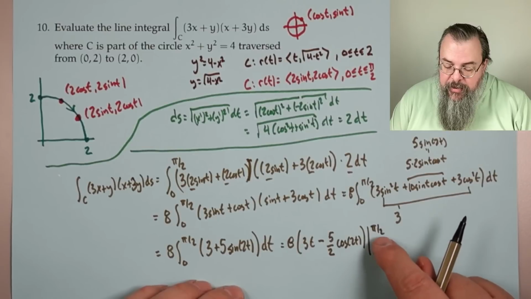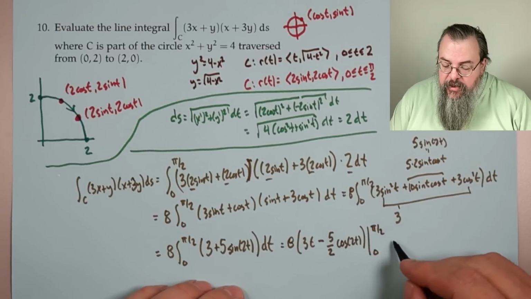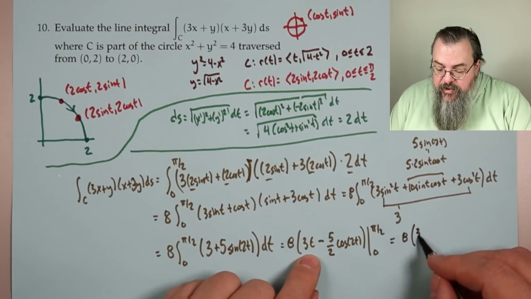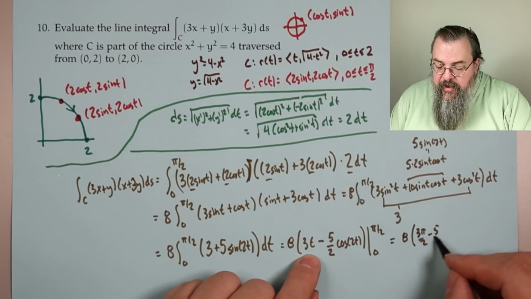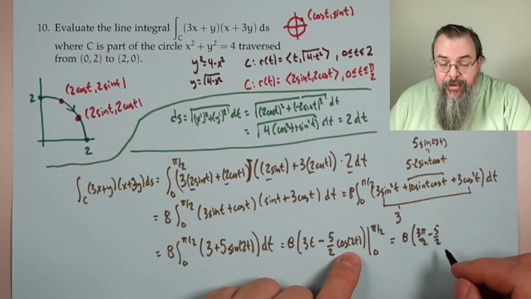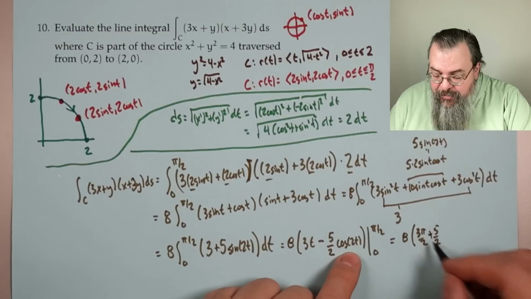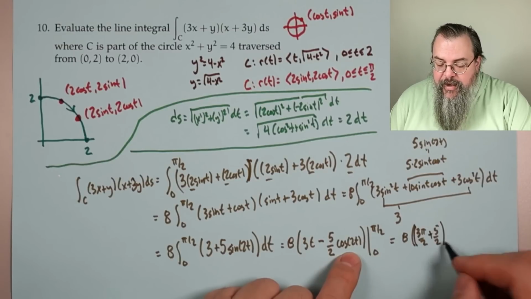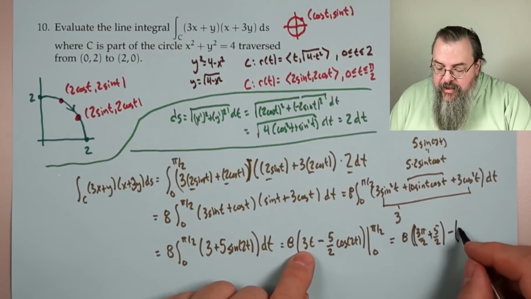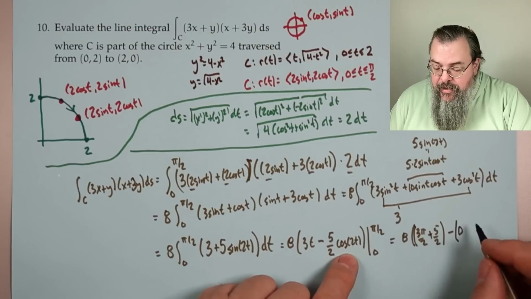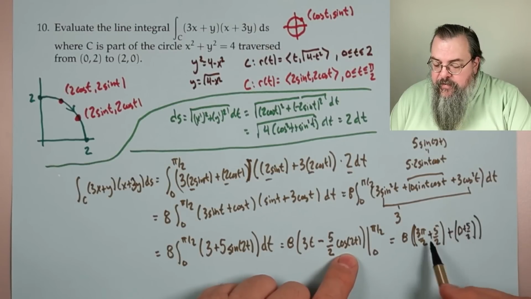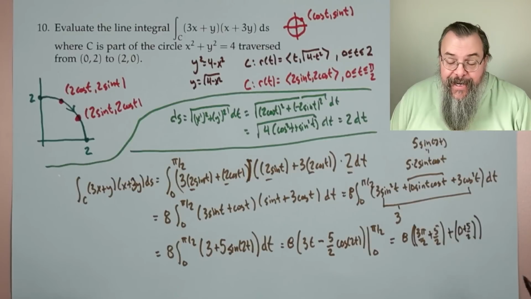Now, when we plug in pi halves, what do we get? Well, we're going to get 8 times 3 times pi halves, that's 3 pi halves, minus 5 halves times cosine pi. Cosine pi, though, is what? It's negative 1, so it becomes a plus pi halves, plus 5 halves. All right, subtract, plug in 0, you get 0, and then cosine 0 is 1. So there's a minus 5 halves there. So notice that really this becomes 5 halves plus 5 halves, which is 5.